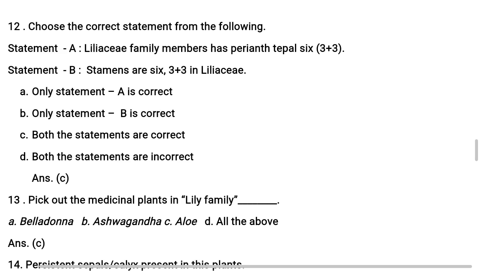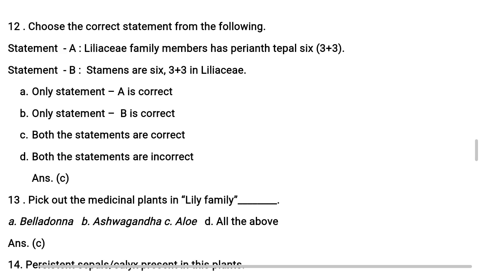So tepals are 6 in number, presented as 3 plus 3. That too they are fused in nature. That's why the bracket is present. So this statement A is absolutely correct. Next, let's talk about statement B.